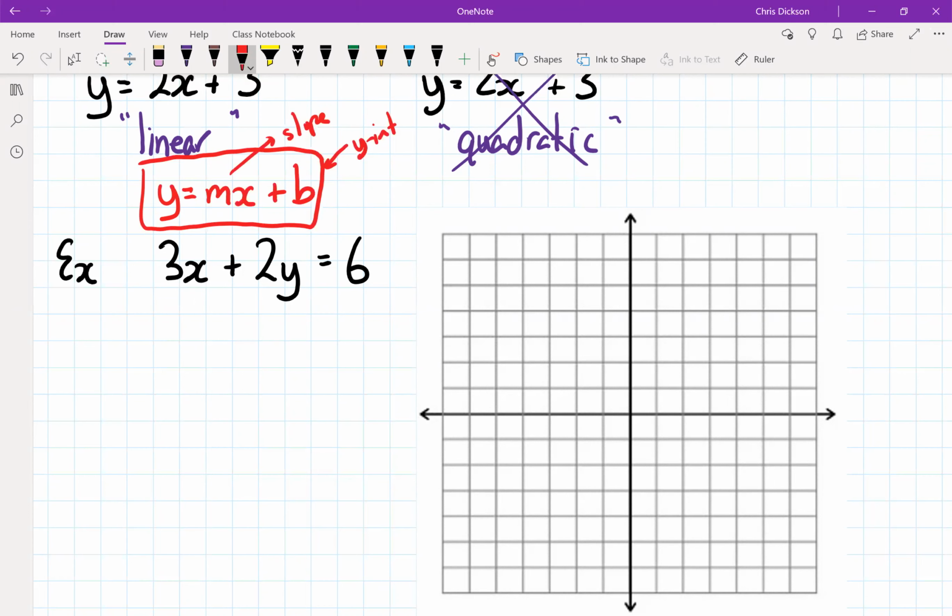So here's the first thing. Is this a line, first of all? If it's a line, the x value has to have a power of 1, and the y value has to have a power of 1. So this will produce a straight line.